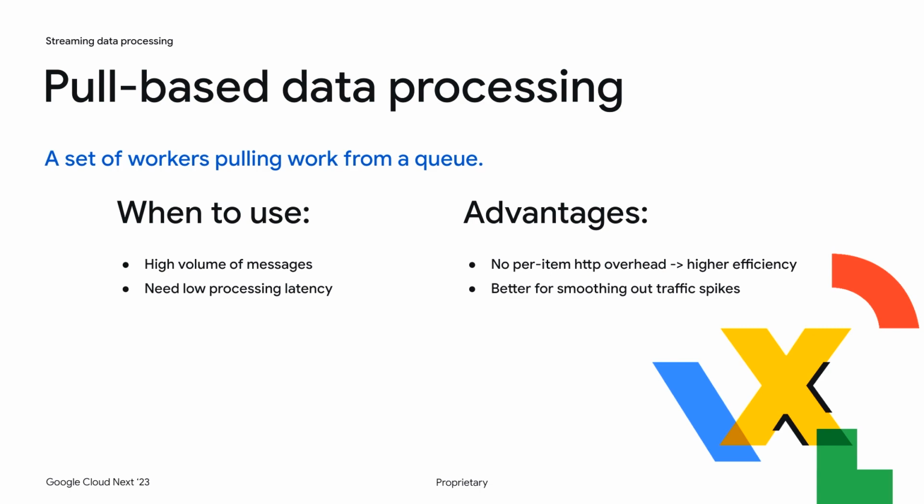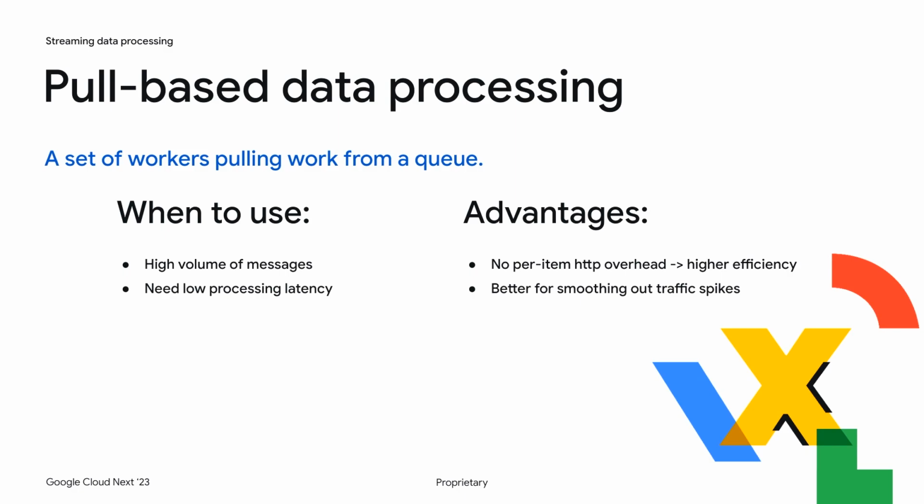One is that when you're doing push-based processing, you have really an HTTP request for every piece of input data, right? So that's overall less efficient. And so it's hard to get the same amount of performance. And pull-based processing also gives you better control over smoothing out traffic spikes.